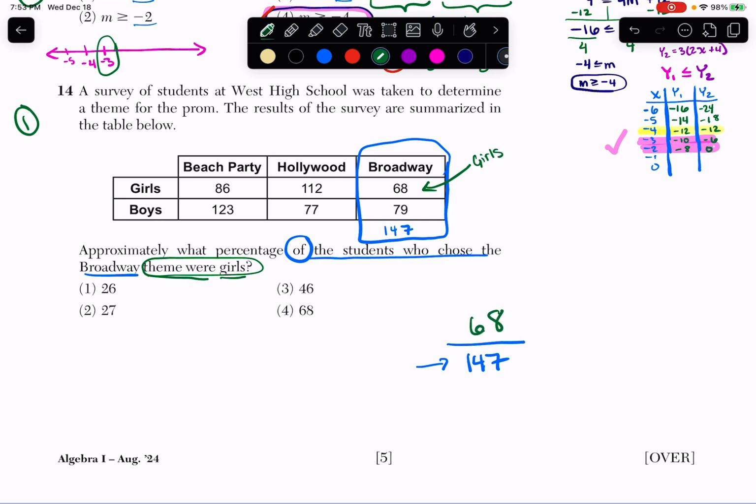We're going to do 68 divided by 147. And that will give us, I think this is 46%. Yes, that will give us 46%. Okay? So the important thing in this problem is watch out for your of. You need your of in order to figure out the correct total. If you use a different total, you're going to get a different answer. So we have Broadway girls out of Broadway students.